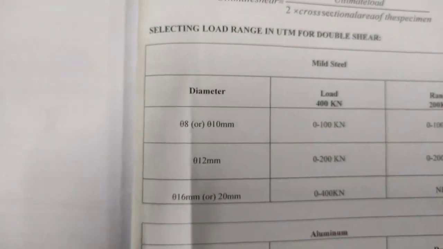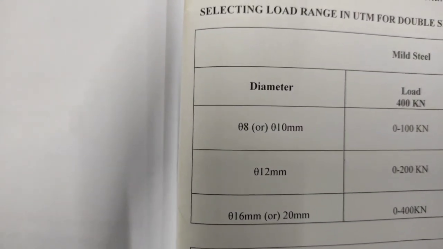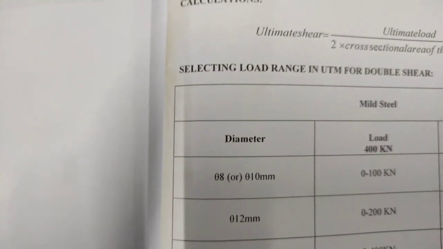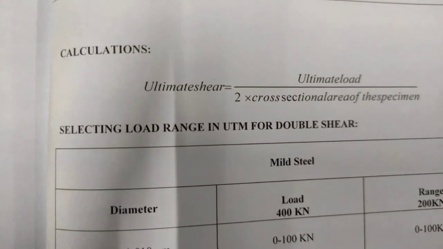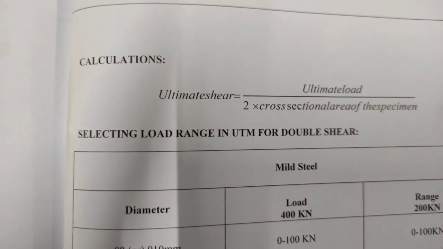For the area of the specimen, we have made use of an 8 mm rod, so pi by 4 d square, pi by 4 into 8 square, will give us the cross-sectional area. With 2 into the cross-sectional area in the denominator, this will give us the ultimate shear strength of the material.